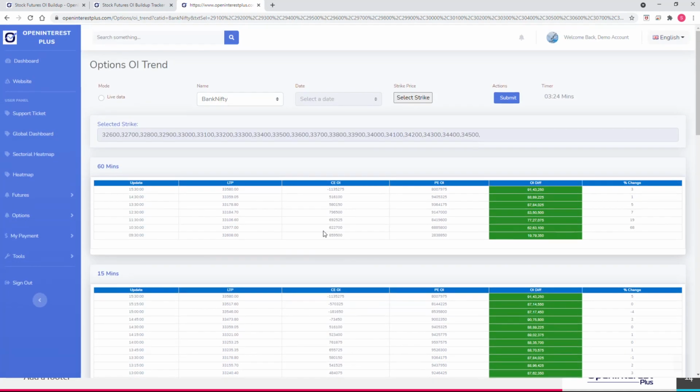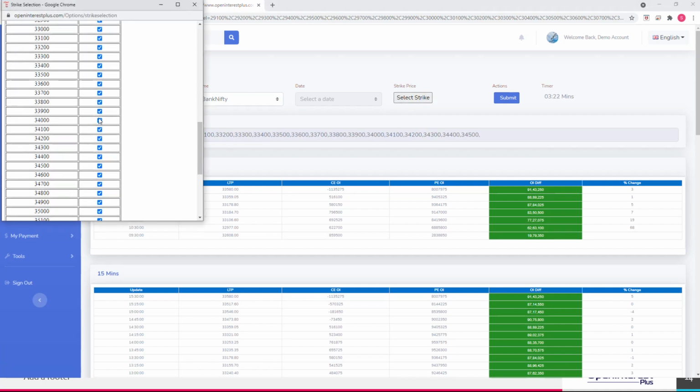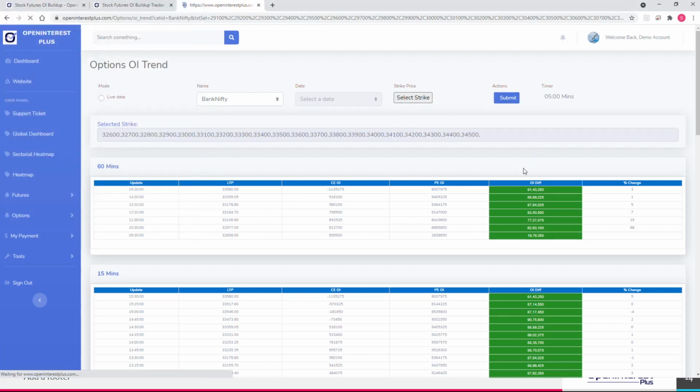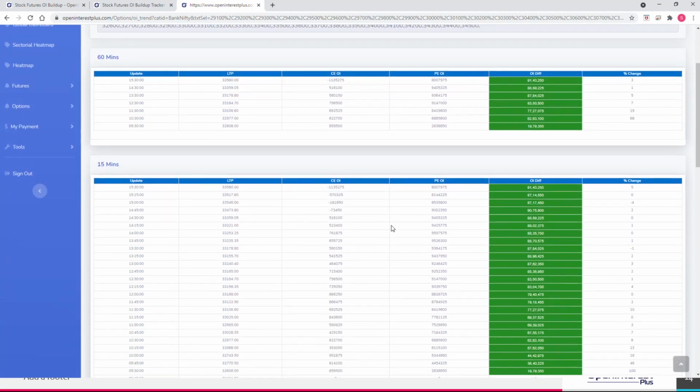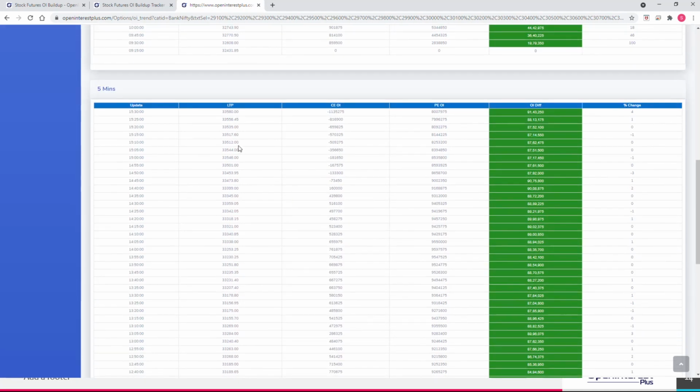So I come to this, I select all the strikes and click on this to give me a summary of the sum of change in OI of all the strikes of call, and the sum of change in OI of all the puts. And this gives me a picture. So I generally look at the 5-minute interval, because that gives me complete control.